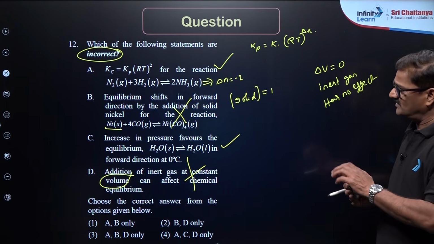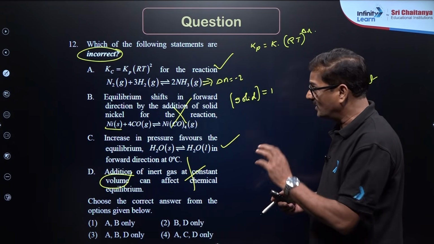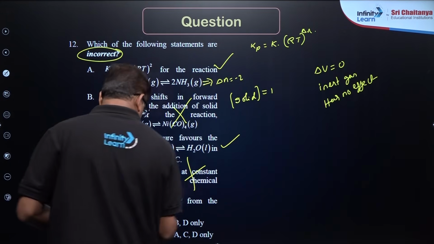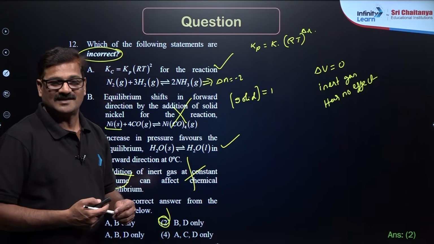So A and C are correct statements, as the question is asking which of the following is an incorrect statement. I find B and D are the incorrect statements for this question. Option 2 is the correct answer for this question.